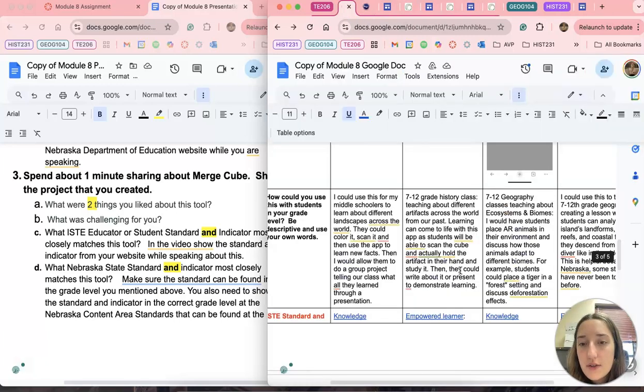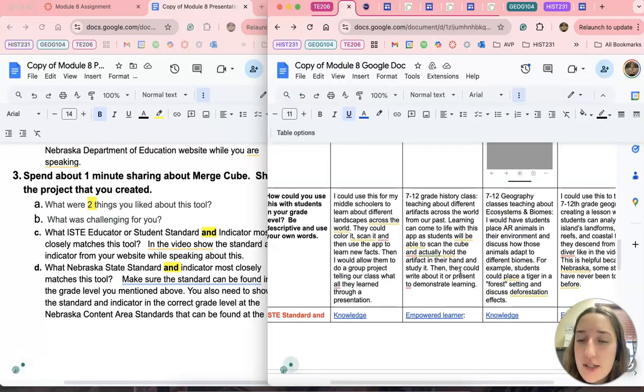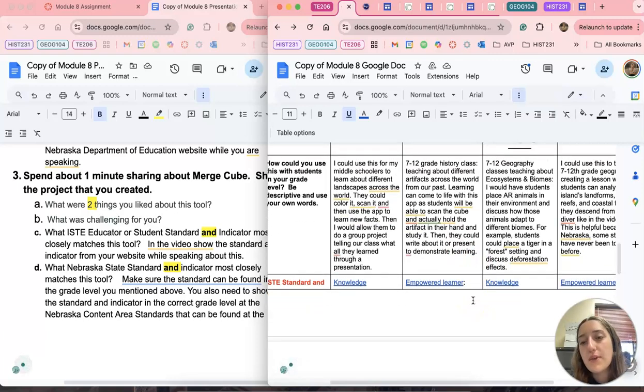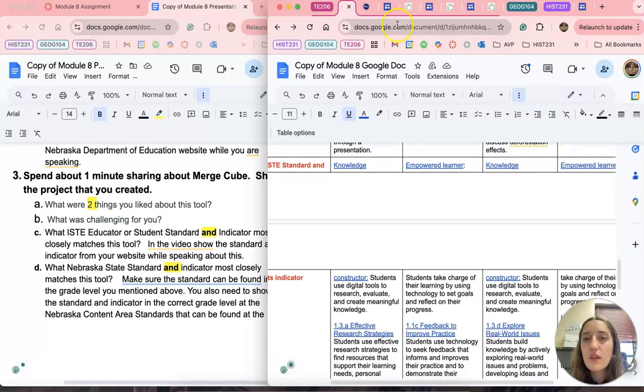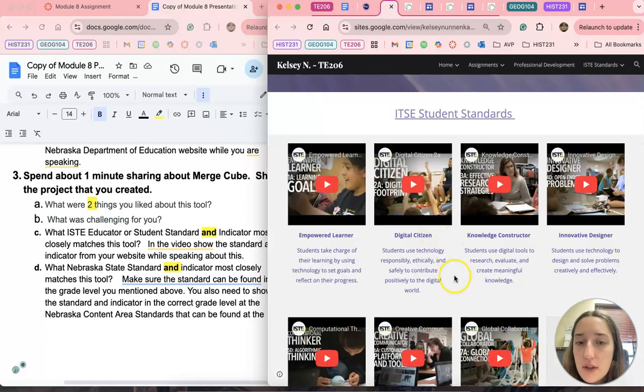For how I could use that, 7th through 12th grade history class teaching about different artifacts across the world from our past learning can come to life with this app, as students will be able to scan the cube and actually hold the artifact in their hand and study it. Then they could write about it or present to demonstrate learning. This would be empowered learning.